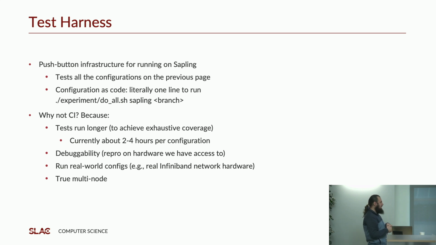Partly it's for debuggability, so we can reproduce on hardware we have access to. Containers are great for some things, but kind of horrible for other things. And so having a known system like that we can produce these issues on is really nice. And also it lets us run some real world configurations. So we're running on the actual InfiniBand network hardware, right? So we're not just doing the fake network stuff that we do in our CI. This is actually hammering on the NICs and doing true multi-node.